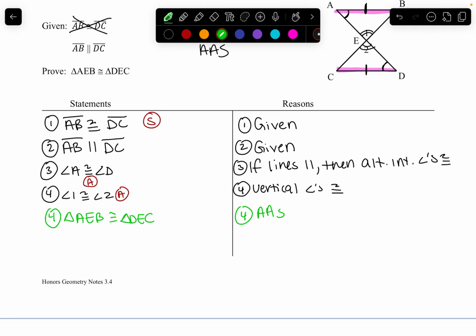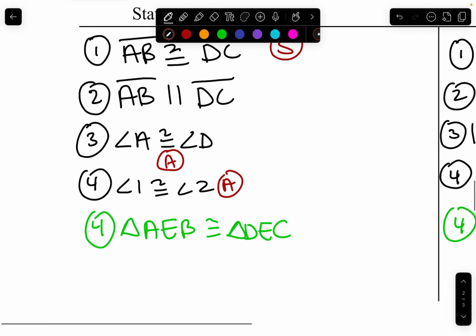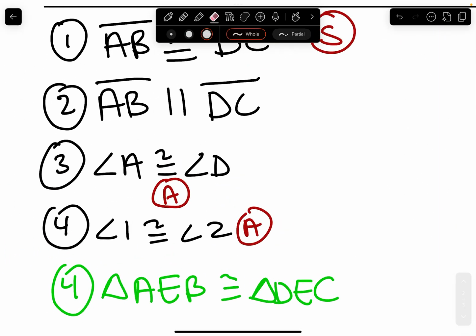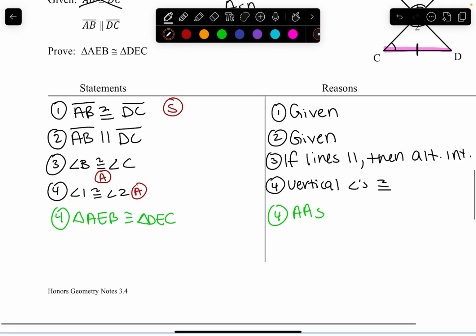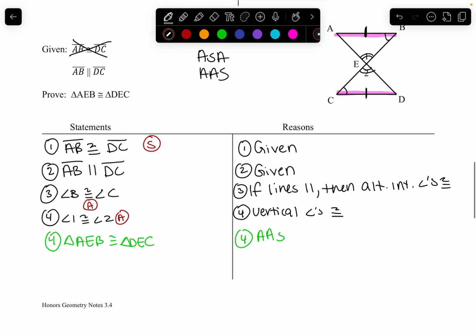The other thing you can do is very similar to what we have here, but instead I could get rid of A and D, and I could say that B and C are the ones that are congruent. So I would just come over here and I would erase this and put B is congruent to C. The reason is still the same. If lines parallel, then alternate interior angles are congruent. I would have my vertical angles. You'd still have angle, angle, side. So I guess essentially right now there's like 3 different ways to prove congruency.